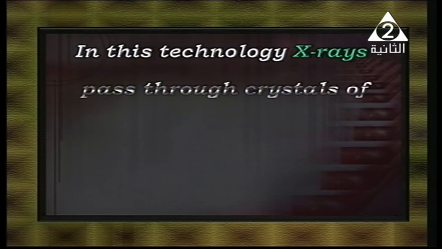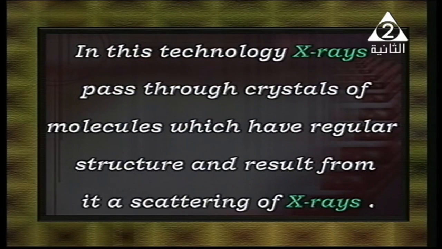What did she do? In this X-ray technology, X-rays pass through the crystals or molecules which have a regular structure, and the result is a scattering of X-rays. Again, the scattering of X-rays means that they aren't organized. There are no asymmetrical dots after exposing the molecules of DNA to the X-rays.